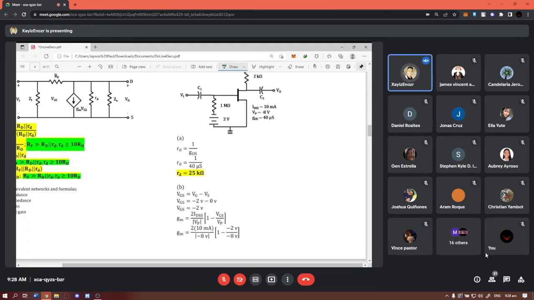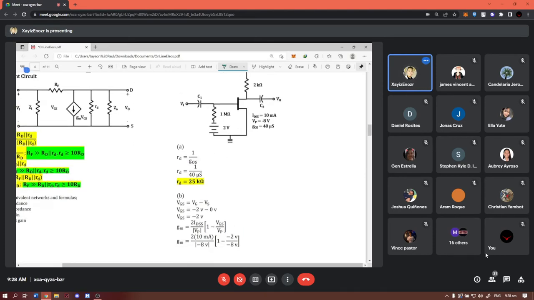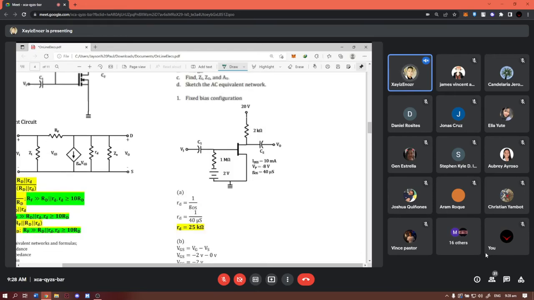Okay, so let's first find yung rd, or the dynamic drain resistance, which is the reciprocal ng GOS. So 1 over GOS, that is 1 over 40 microsiemens. 1 over 40 microsiemens, that is 25 kilo ohms. Okay, so yan. So okay si rd.